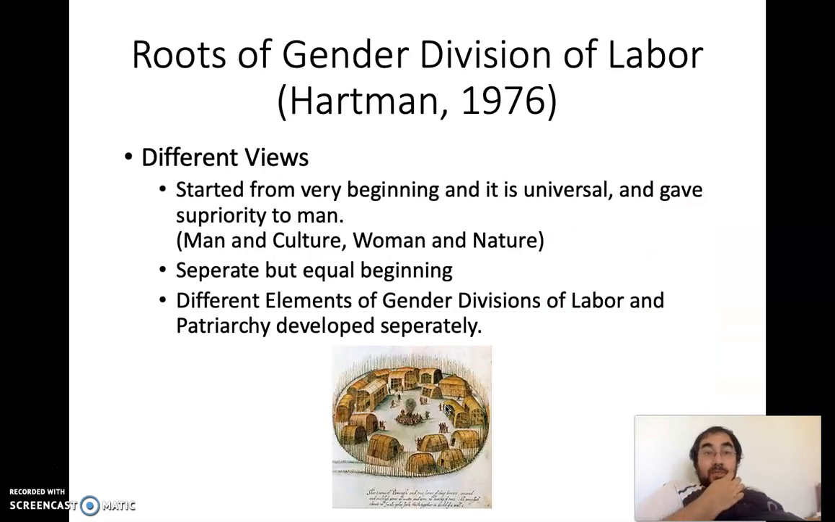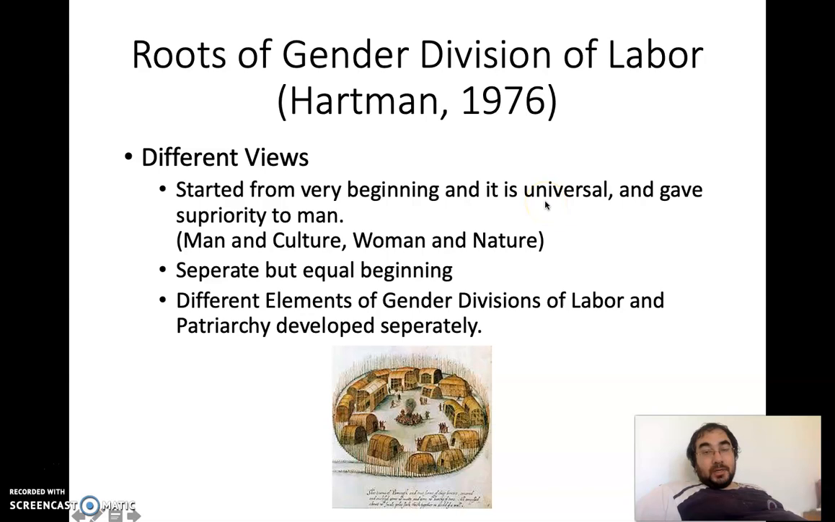So, the beginning. In the beginning, basically, there are different views. One view is a separate but equal beginning. Basically, women and men had separate tasks, separate roles, but they were equal in society. And Hartman is pretty much also believing in that. Different elements of gender division of labor and patriarchy developed separately and started from the very beginning.